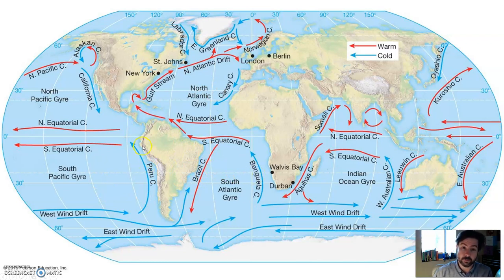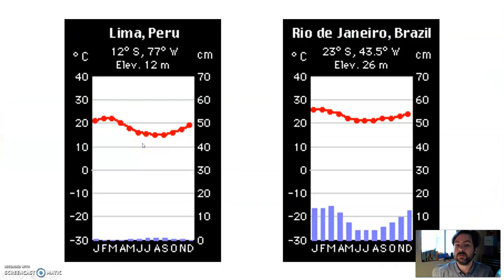Colder ocean currents for coastal locations mean colder temperatures and less precipitation. Colder air holds less moisture. Warmer air holds more moisture.